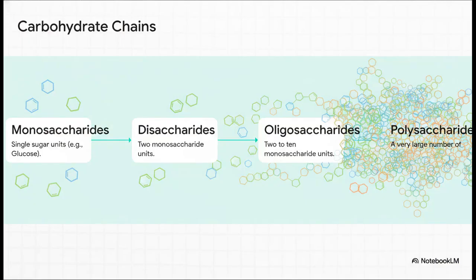Now, here's where it starts to get really interesting. See, life doesn't just use single bricks, it builds entire houses. You link two of these monosaccharides together and bam, you get a disaccharide. Link a few more, say up to 10, and you've got an oligosaccharide. But when you link a massive, massive number of them together, you create a polysaccharide.